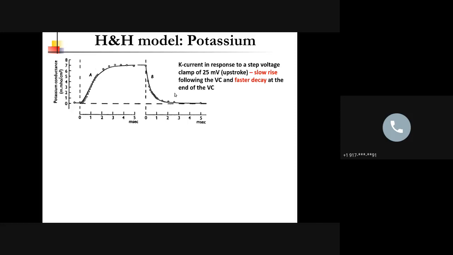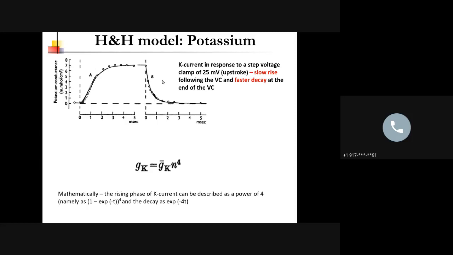There's a slow rise and a faster decay. It can be described as a power of 4. It's not an exponential. It's an e to the negative 4t. And so we describe it in terms of a differential equation as the n particle to the fourth power, identifying 4 gating variables or 4 states that need to go individually and gradually from 0 to 1.